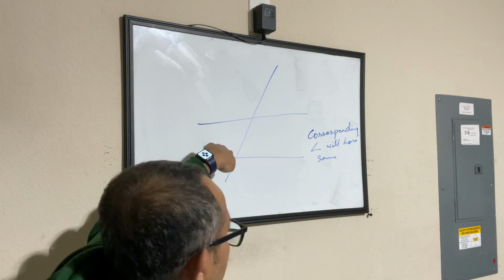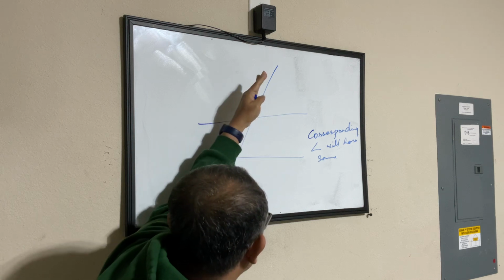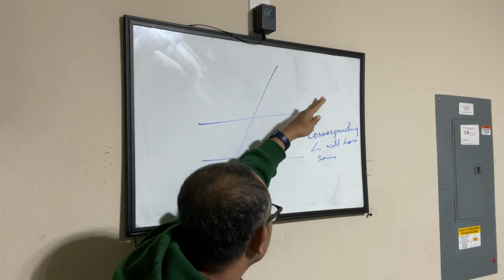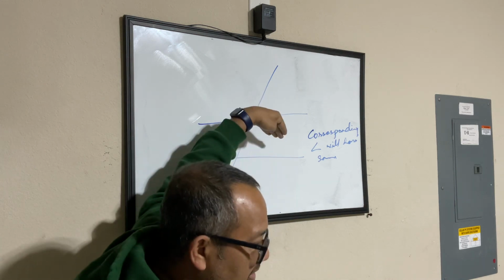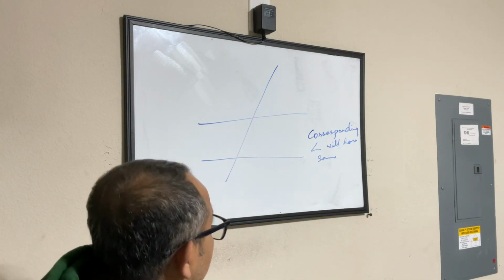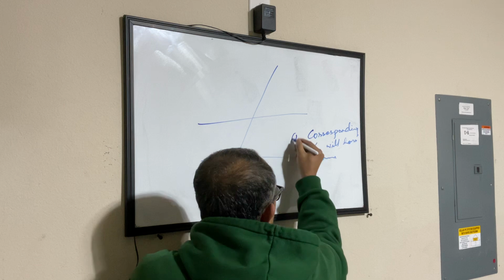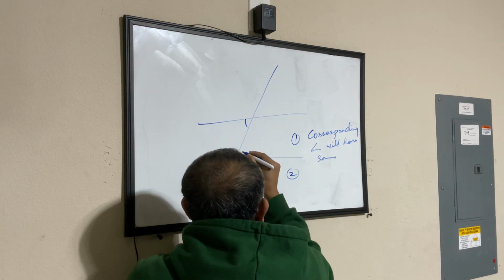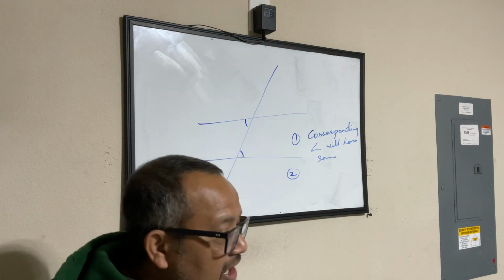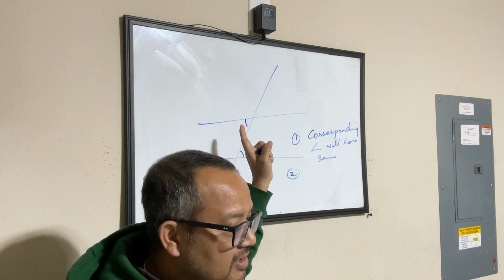Why are they called corresponding? Because they have something similar, meaning they are on the same side of the intersecting line, be it above or below the parallel lines. Okay? So corresponding angles are same. This is one rule.